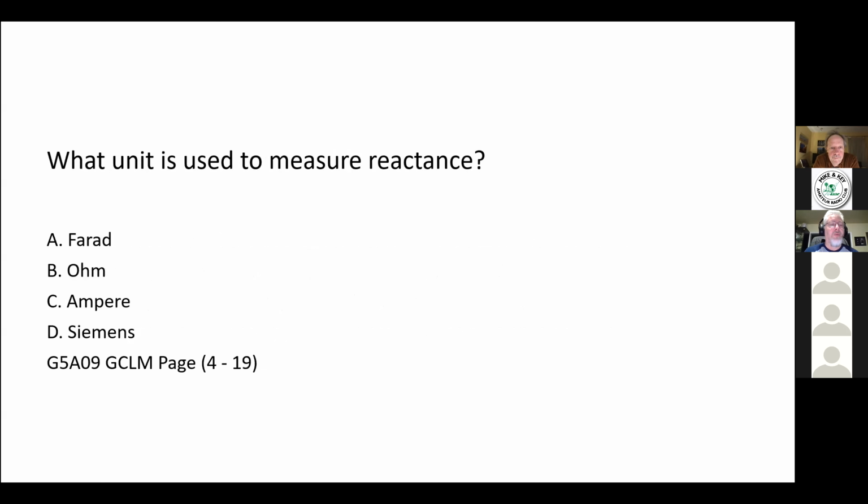What unit is used to measure reactance? A, farad, B, ohm, C, ampere, or D, Siemens? Bravo. Reactance is measured in ohms.